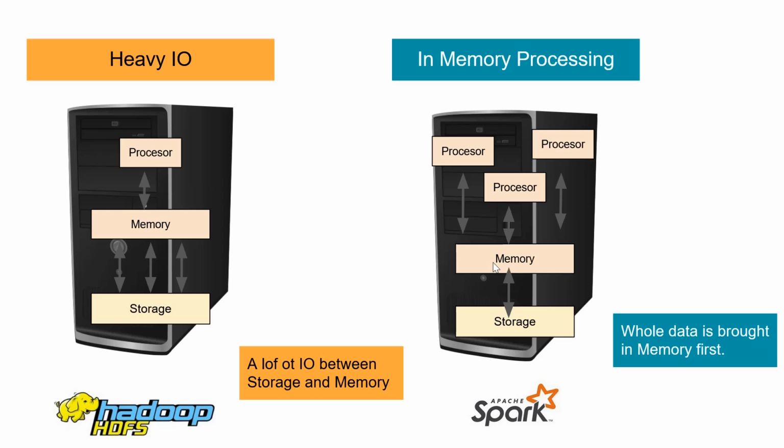So that is all about Hadoop, at least in this lecture. Remember two advantages which Spark brings over Hadoop. One is in-memory processing and the other is parallel processing. Those are the big advantages, and that is why Spark is becoming so popular over Hadoop.